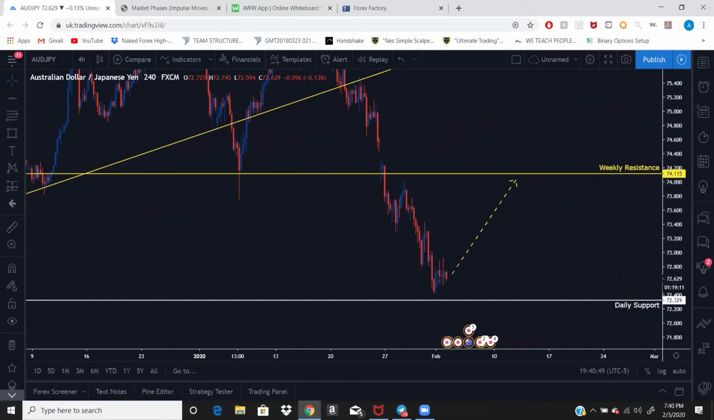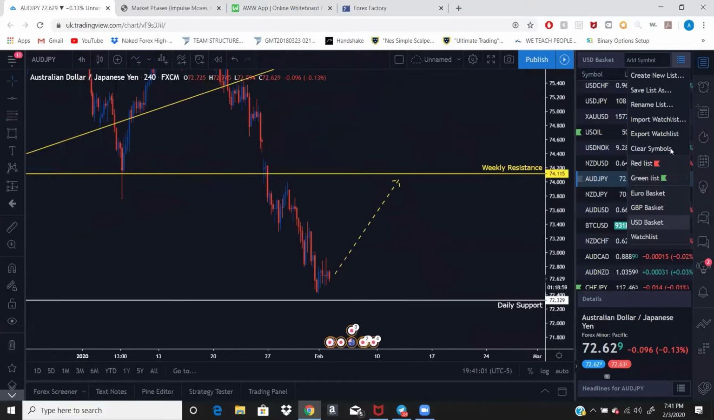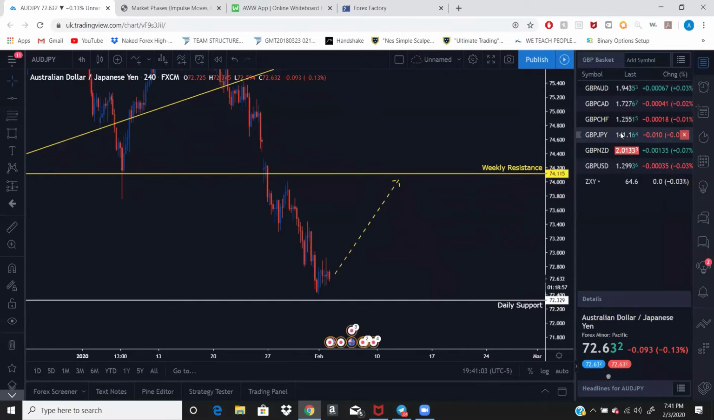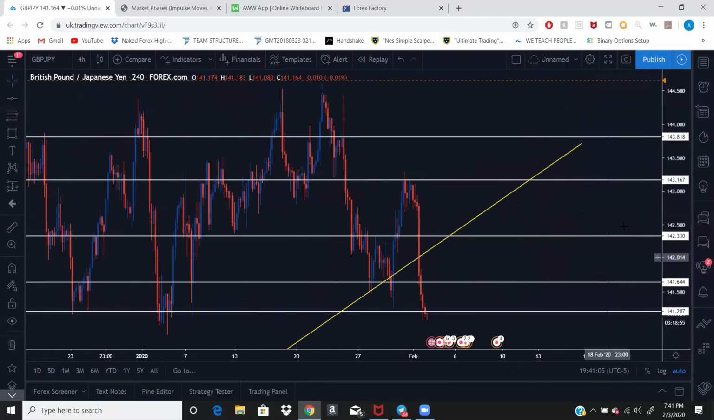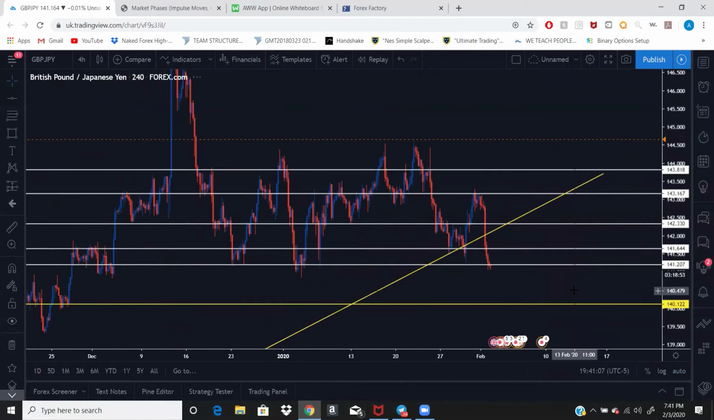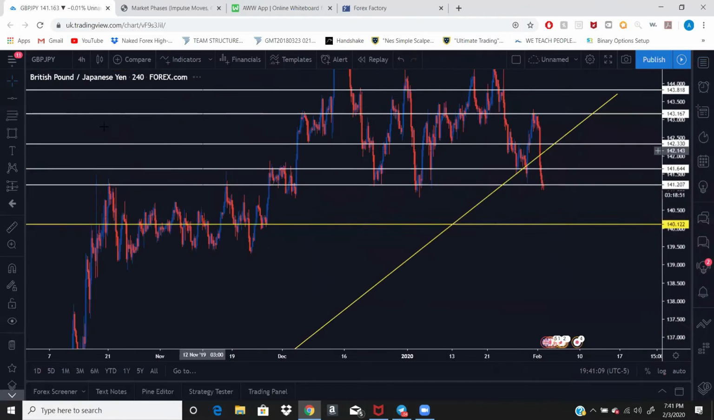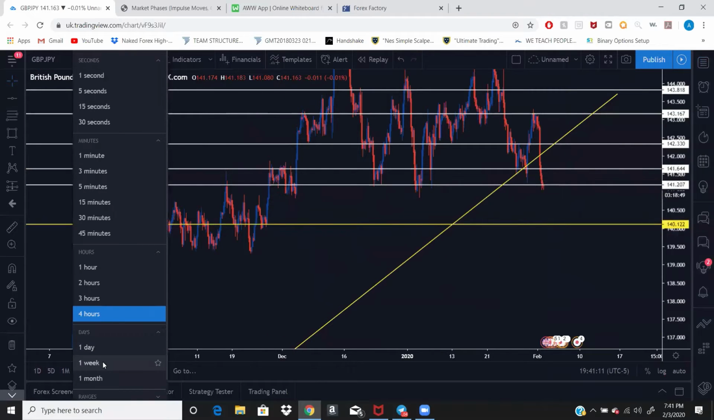What was next? GJ. Good time to buy on GJ. Well, let's take a look. Once again, guys, I'm going in order. Yeah, you see how JPY is just strong across the market.